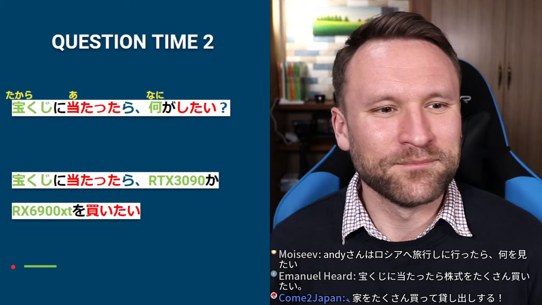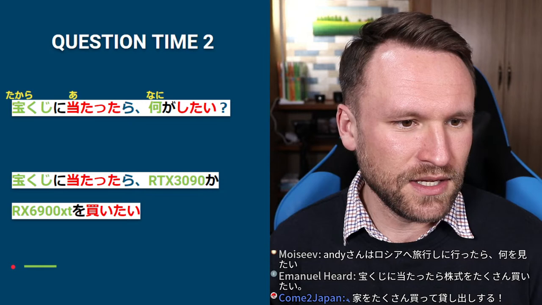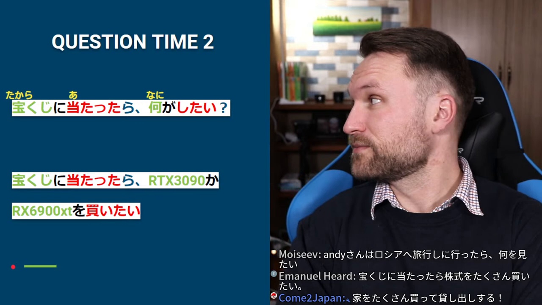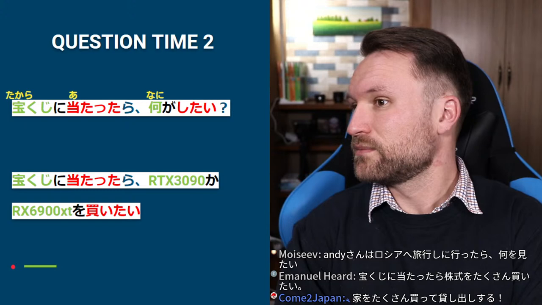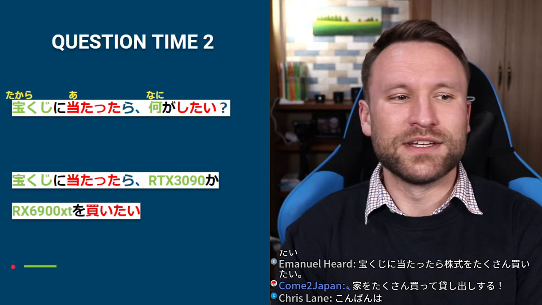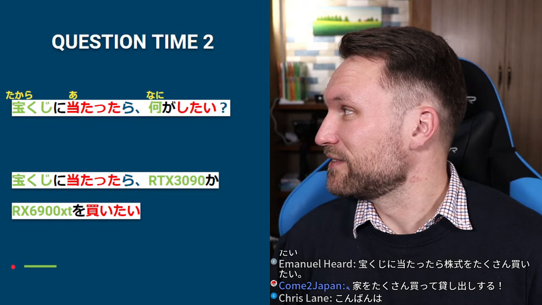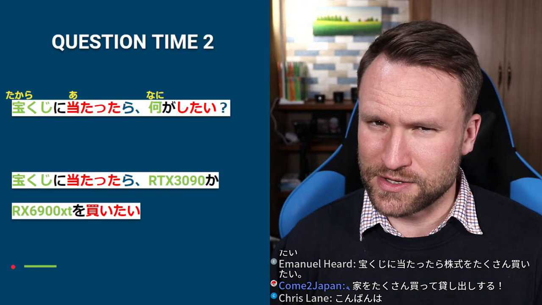宝くじに当たったら旅行したい。いいですね。If you went to Russia, what would you want to see? Yuki has something she wants to see, she's super excited. Apparently there's a grizzly that drives around with a guy somewhere in Russia. It's not really famous. Never heard of it. It's a meme of an old guy drinking vodka with a grizzly bear, and that's what she wants to go see. I don't even know if that is Russia, but it might be. I know there's a guy like that in Montana or something. That's in the United States as well.